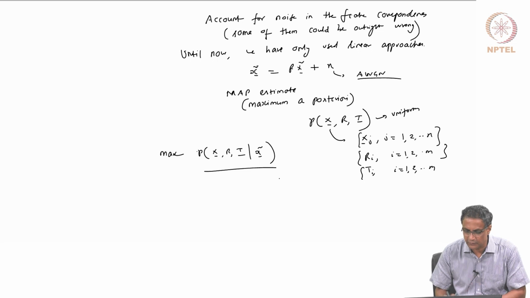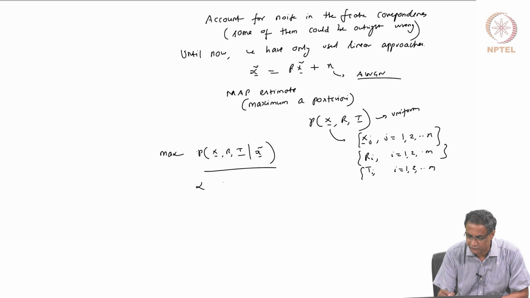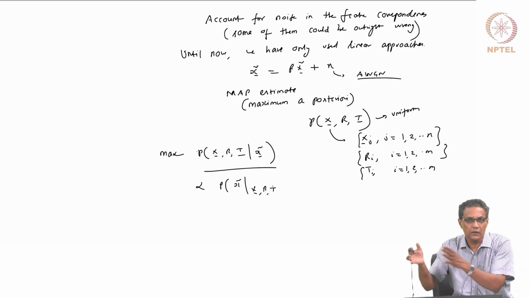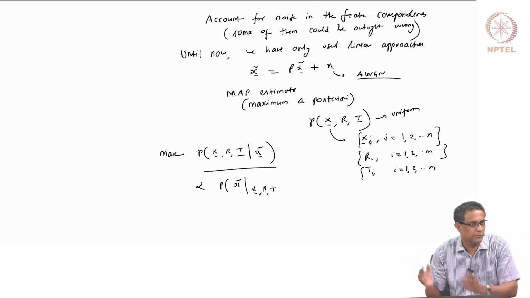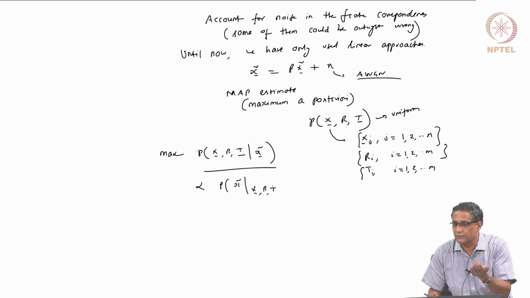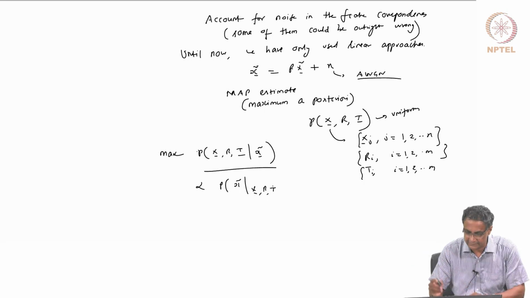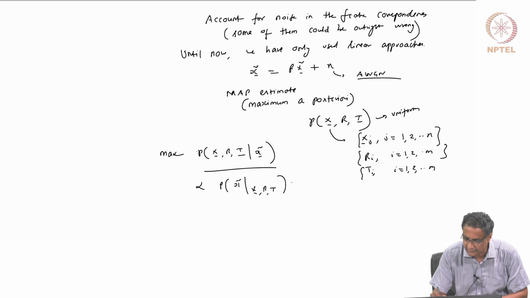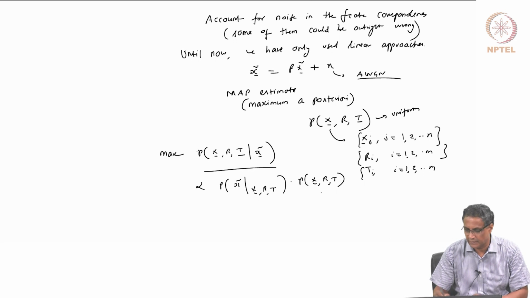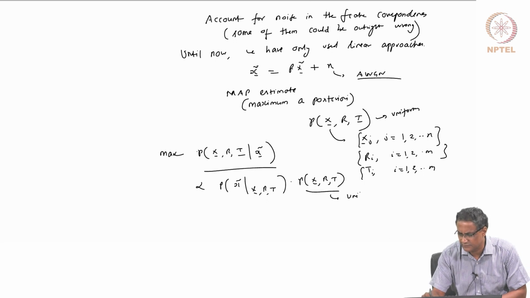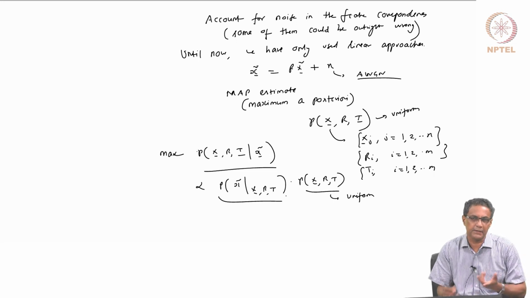So you want to maximize the posterior, but this we know is proportional to p of x tilde given x, R, t, times p of x, R, t. By x, R, t, I mean the entire group of poses and the entire set of 3D points. This is not one camera pose. And since we don't have any knowledge about the prior, we can simply use it to be uniform. Then, as you know, MAP and MLE become the same.